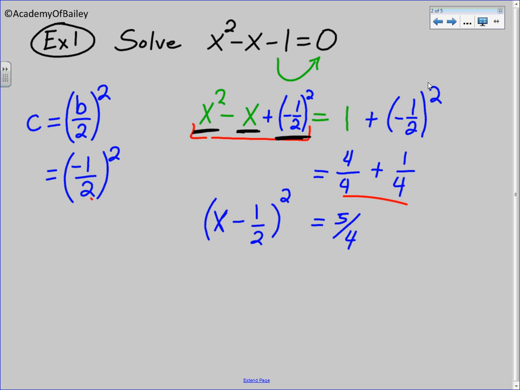Okay, on the left side, if I want to get rid of squaring a number, I'm going to take the square root of it. So if I take the square root of the left side, that leaves me with x minus 1/2, and that's equal to the square root of 5/4. If I take the square root of both sides, I have to put a plus or minus sign with the right side there.